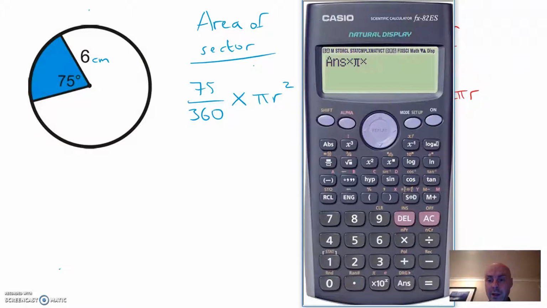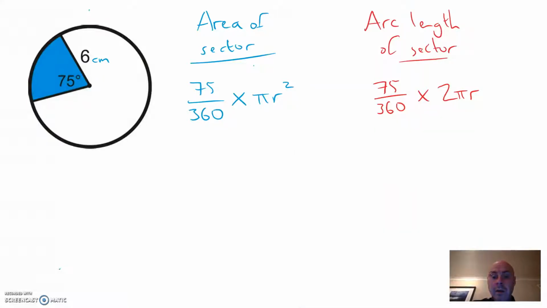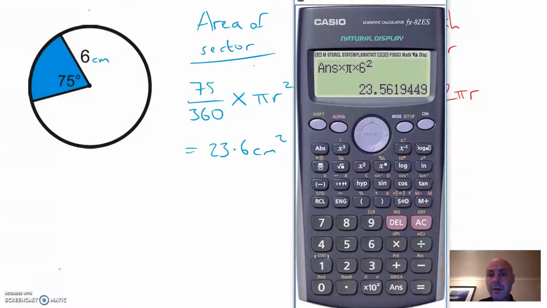Well, 6 squared, I think that's 36. But if we're not sure, we could always put 6 squared. Okay, so I get 15 pi over 2, or 15 halves of pi. So to one decimal place, that's 23.6 square centimetres. If you got that, well done. Alright, what about the arc length?